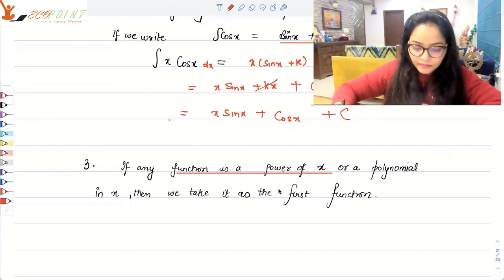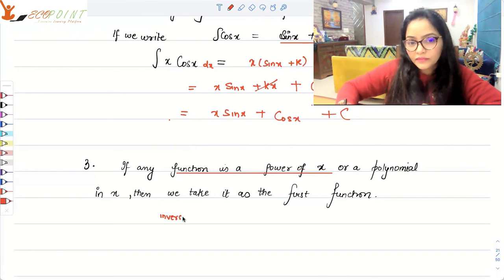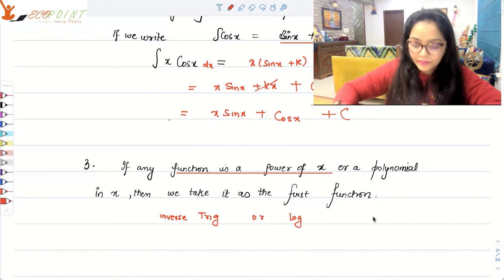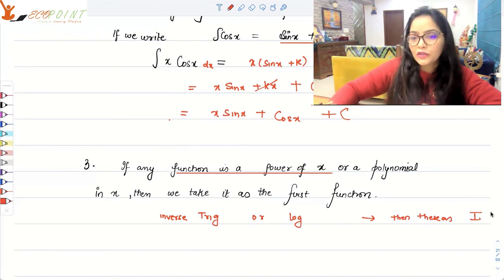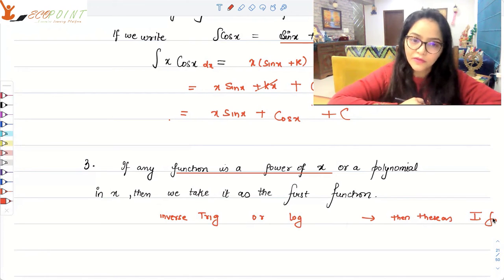And in case you have inverse trigonometric function or a log function, then these have to be taken as the first function, okay?